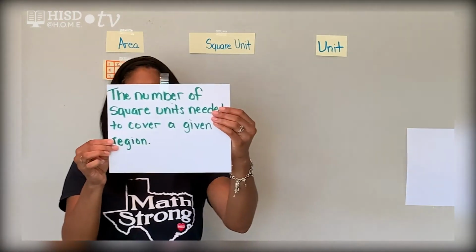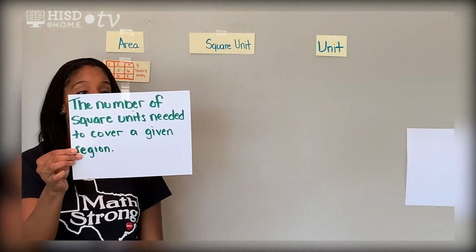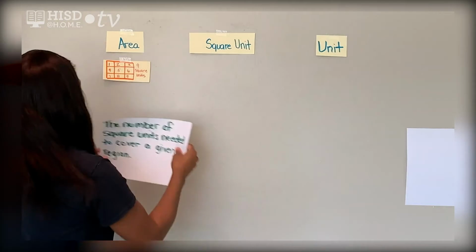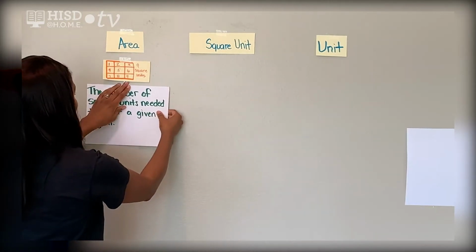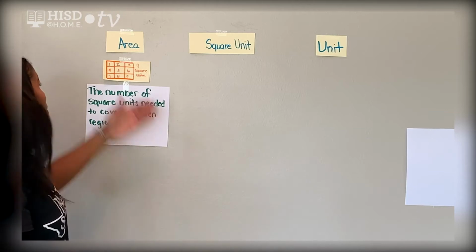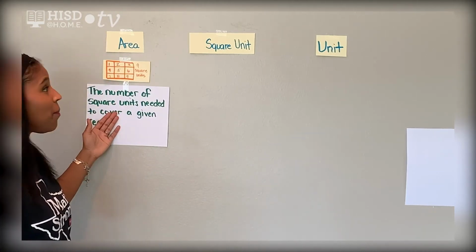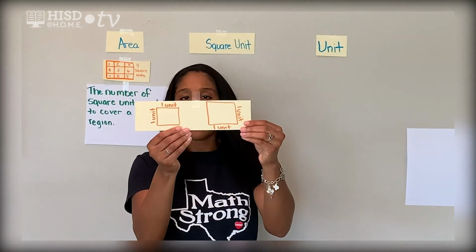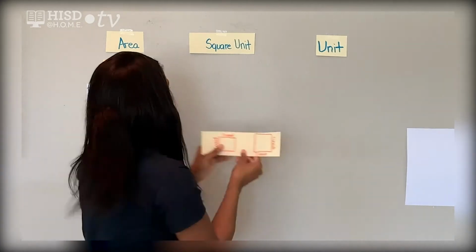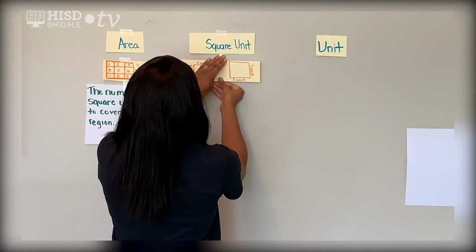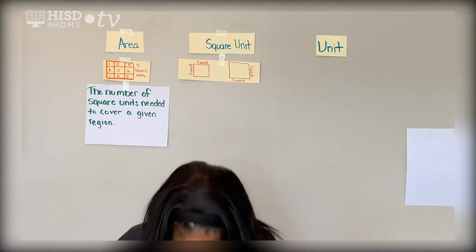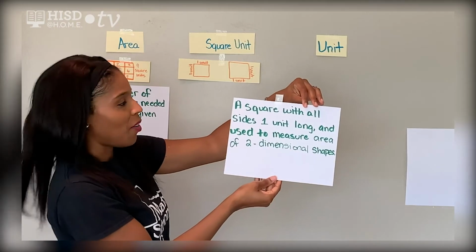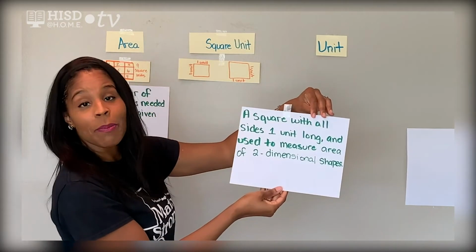Our definition for today is the number of square units needed to cover a given region. That's our definition for area. So now we have our vocabulary, our picture, and our definition. Square unit. Our square unit is going to look very similar to this today. Our definition of our square unit: a square with all sides 1 unit long and used to measure area of 2-dimensional shapes.